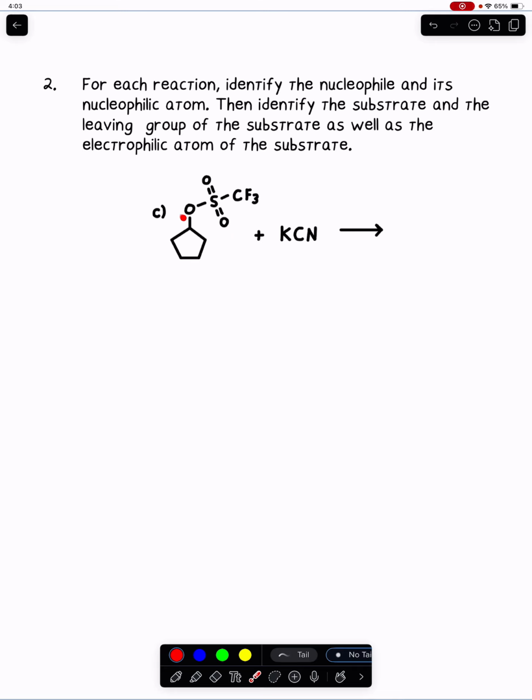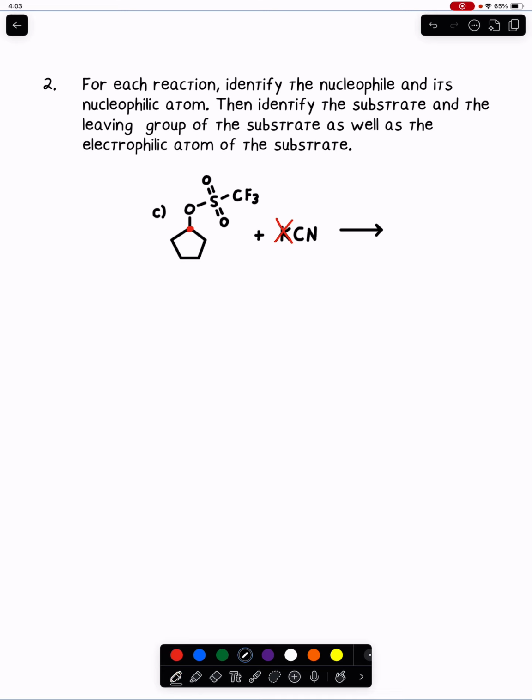This portion of the substrate is the leaving group, which means that this carbon here, which I'm going to dot in red, is the electrophilic carbon, the carbon that will get attacked by the nucleophile while the leaving group gets kicked out. All right, so we've established all the parts of the substrate. This species right here must be the nucleophile. Again, the potassium ion there, the cation, doesn't really matter. It's not part of the SN2 reaction.